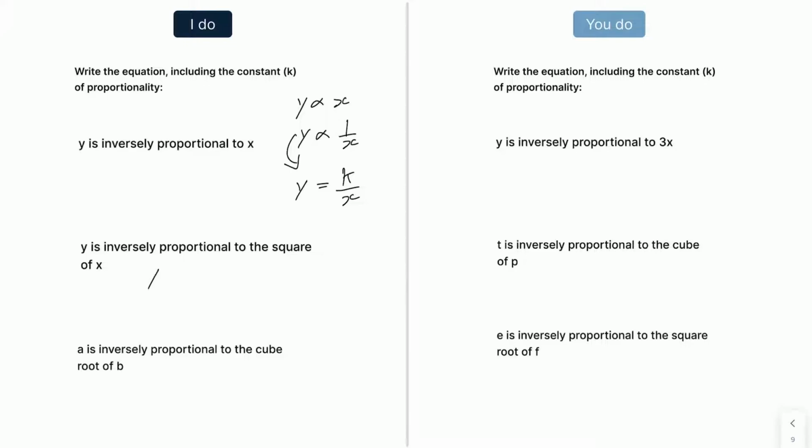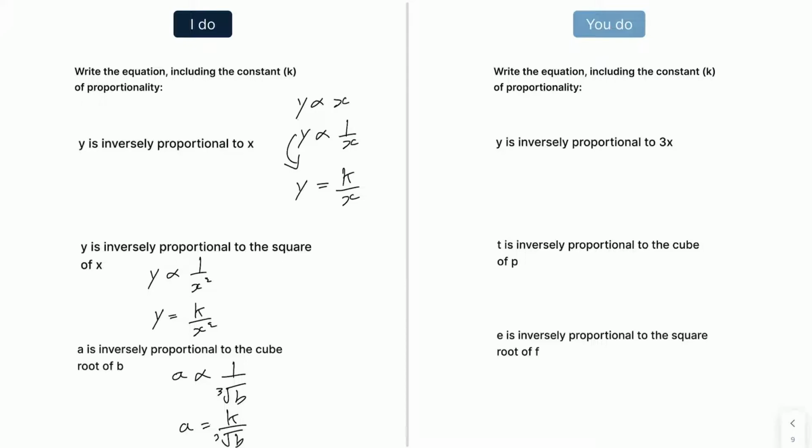So again, with the next one, we have y is inversely proportional to the square of x. So we write that, and then we replace the sign with an equals and a k. And finally, a is inversely proportional to the cube root of b. So it's just 1 over when you're doing inverse. And then finally, as an equation, that becomes that.